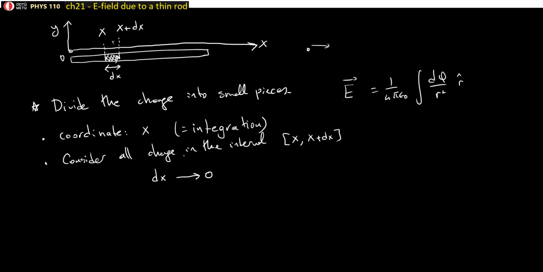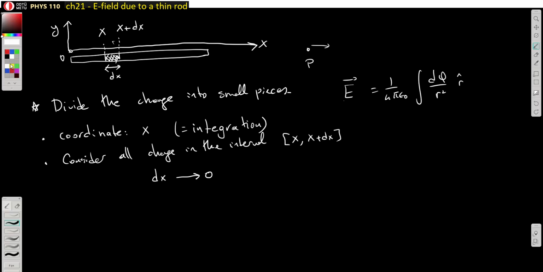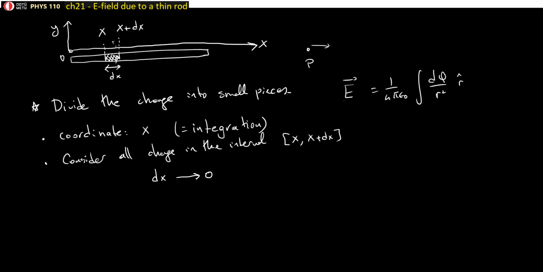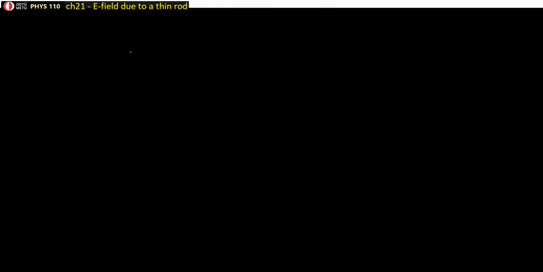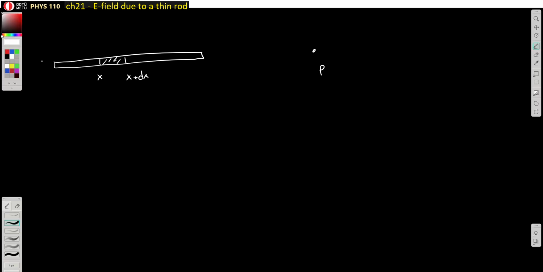Okay, so let's consider all the charge in here. Next, we consider the distance of that charge to the point in question. So let me redraw this picture again. So this is my rod. I'm considering all the charges in here. I'm exaggerating in here. In reality, dx is extremely small, and I have a point in here.